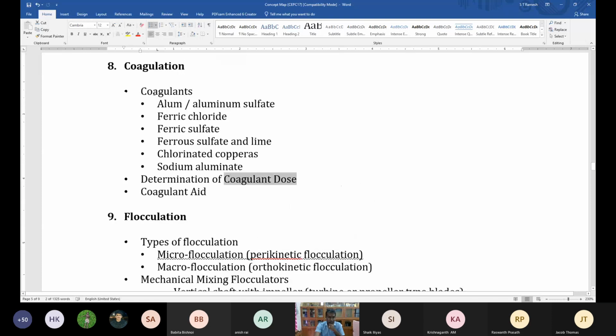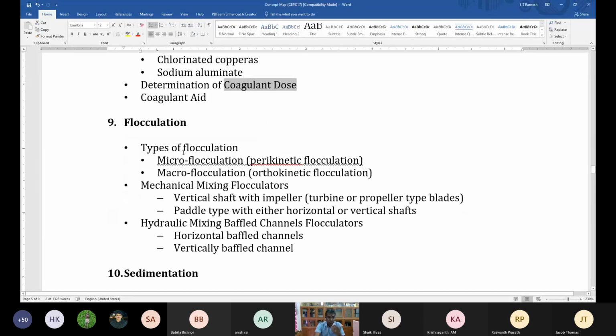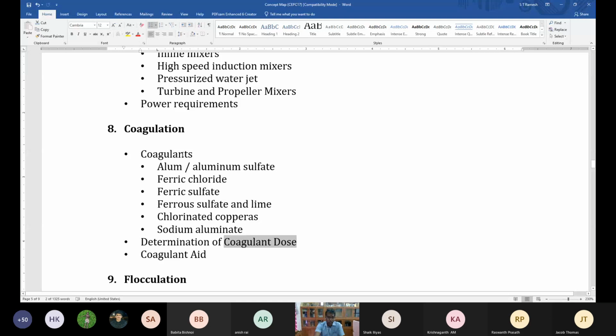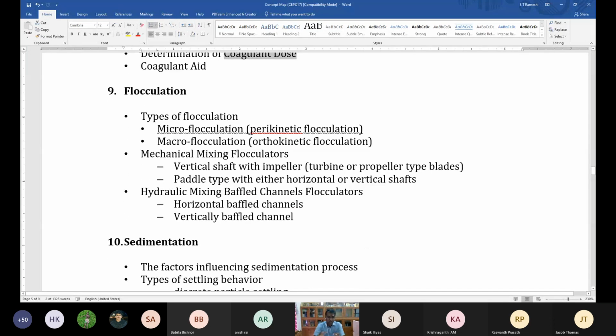After coagulation, the next process is flocculation; probably during the course of time you will understand it better. Flocculation is the process where you make the particles collide with each other by a simple, gentle mechanism. So coagulation is the addition of chemicals, and flocculation is where destabilized flocs are brought together by simple agitation or mixing. The classification is micro and macro flocculation, and the different types of mixing used in a flocculator we'll be discussing.